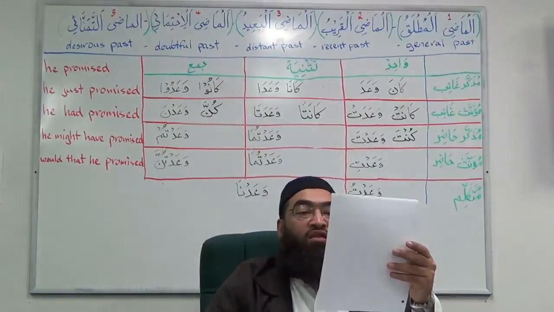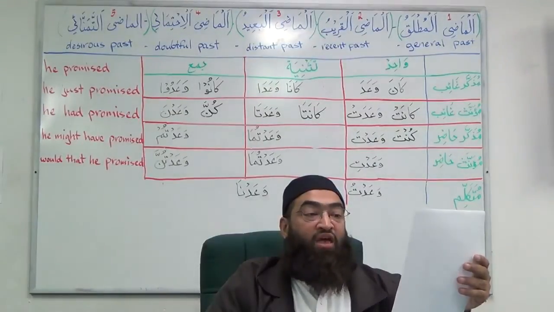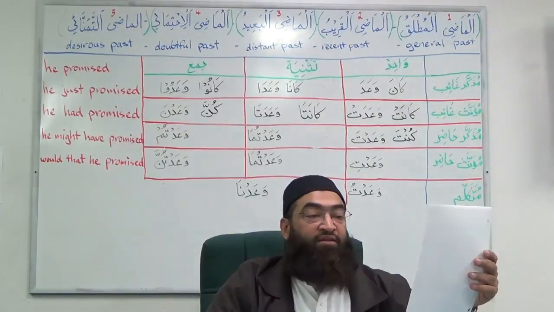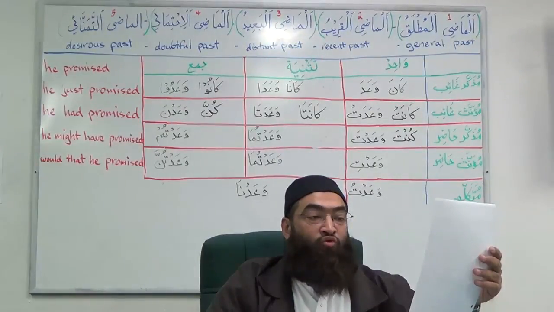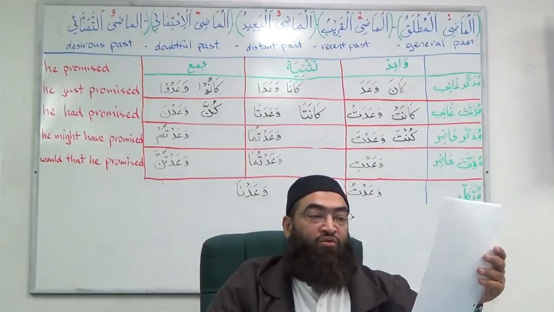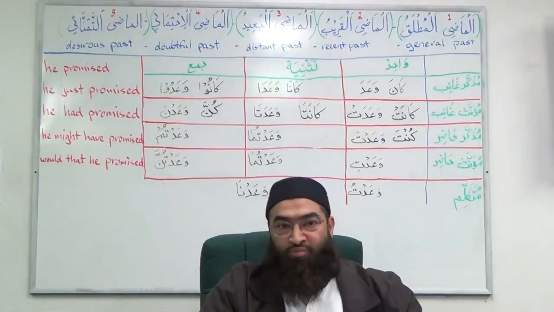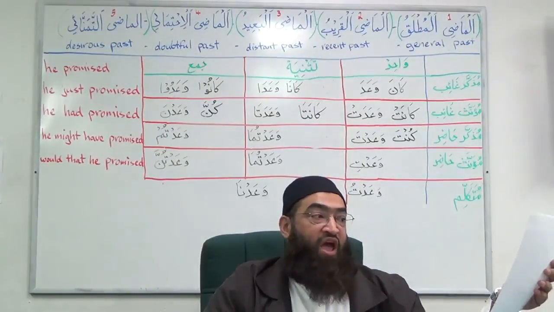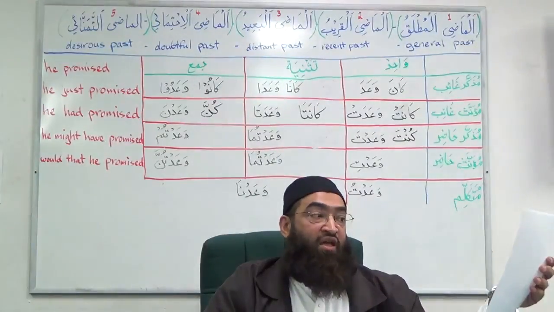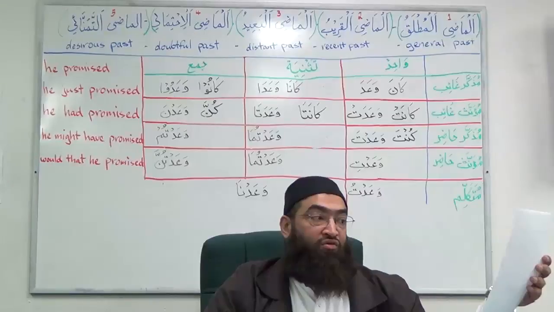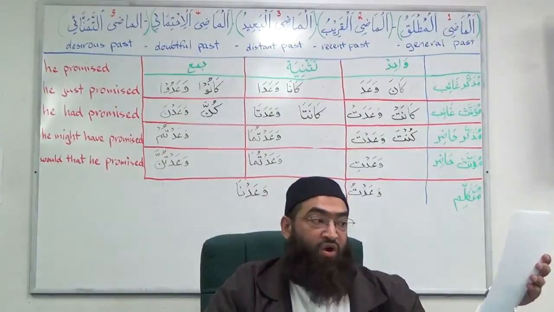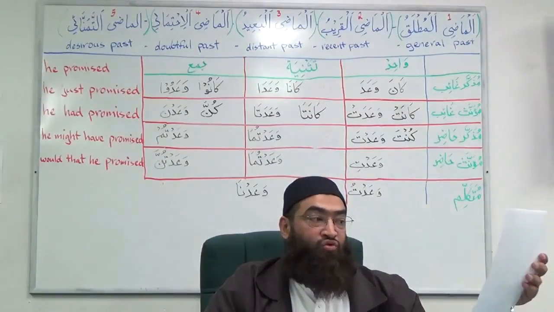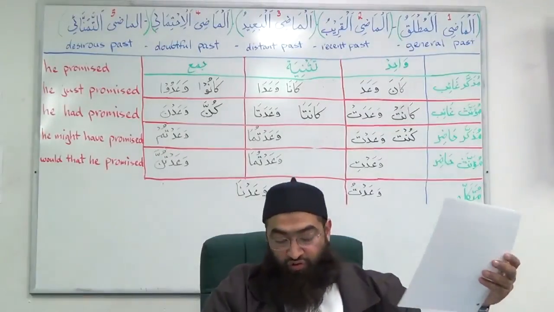So, kana kataba, kana kataba, kanu katabu, kanat katabat, kanata katabata, kunna katabna. It's all there, the meanings are there. He had written, they two men had written, all those men had written, she had written, those two females had written, all those females had written. You kunta katabta, you had written, kuntuma katabtuma, you two had written, and so on and so forth.